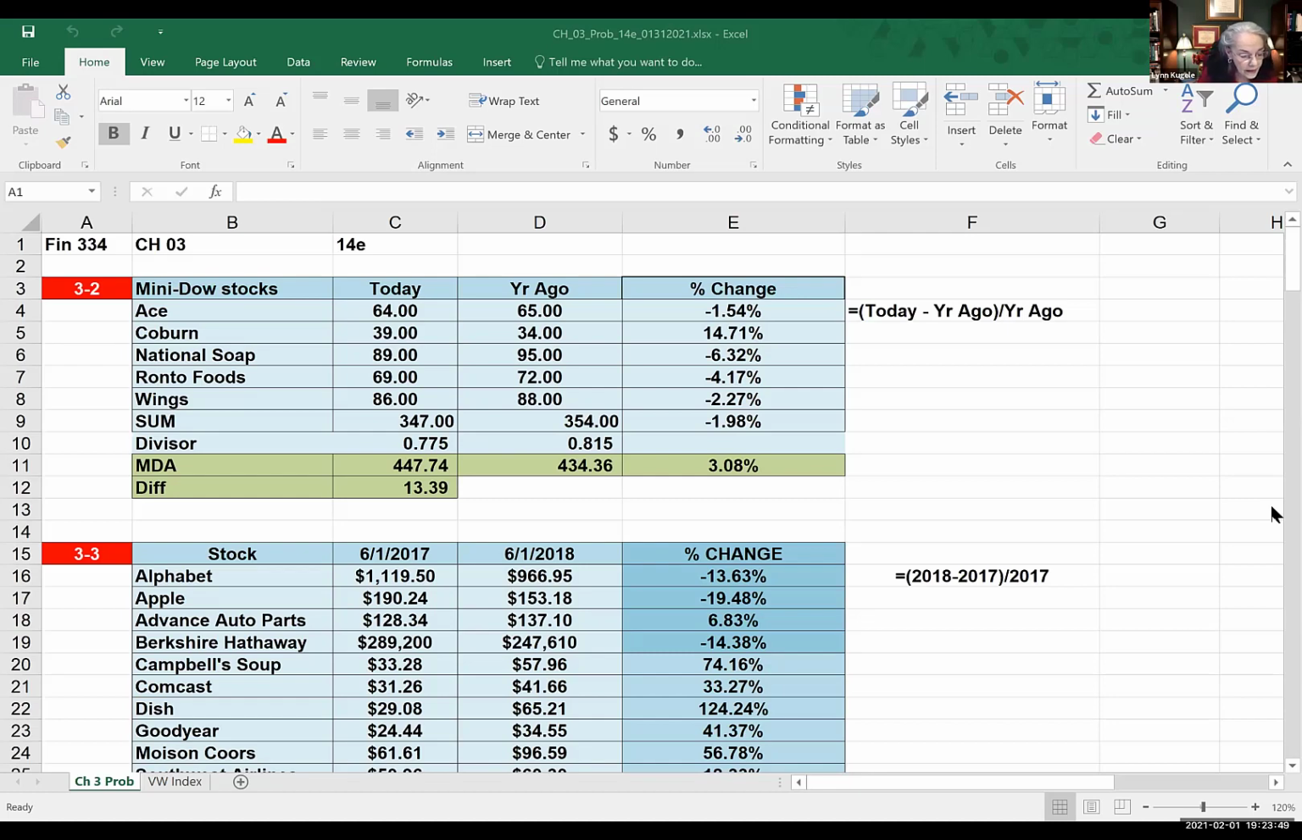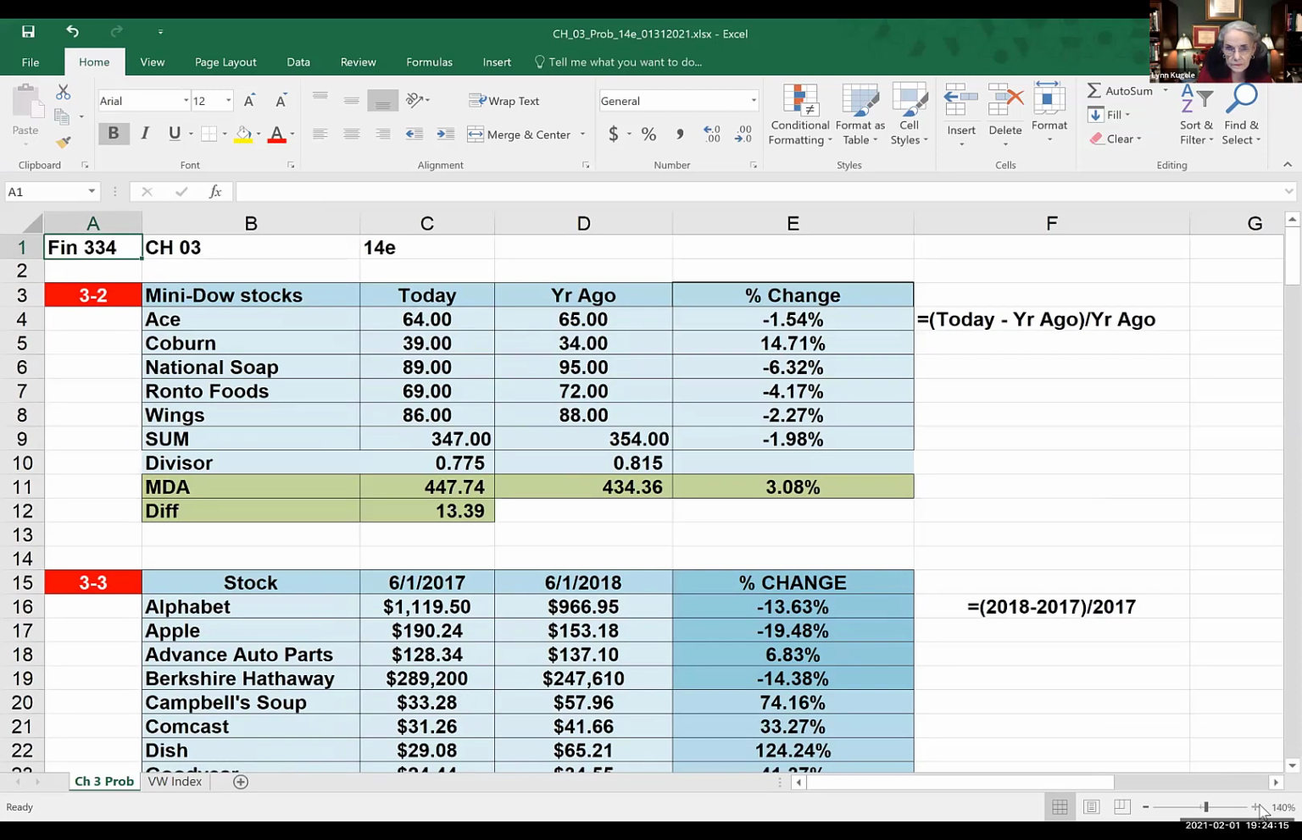Imagine that the mini Dow average, MDA, is calculated by adding up the closing prices of 5 stocks and dividing that sum by a divisor. The divisor used in the calculation is currently 0.775. The closing prices for each of the 5 stocks in the MDA today and exactly 1 year ago, when the divisor was 0.815, are given in the table. There's the table. In fact, maybe I can make the table a little bigger. There we go.